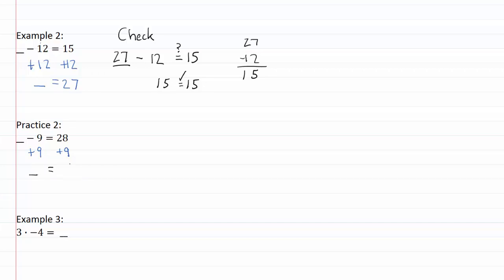28 plus 9. 8 and 9 is 17. So I have 7 and I carry the 1. 2 and 1 is 3. 37. I think my blank space is 37.